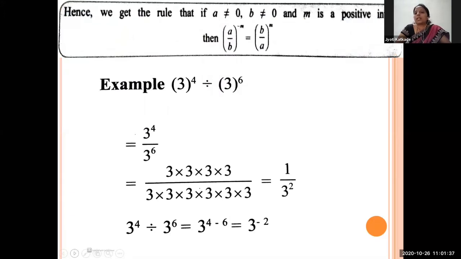Example, that is 3 raised to 4 divided by 3 raised to 6. These examples depend upon the division rule of indices.